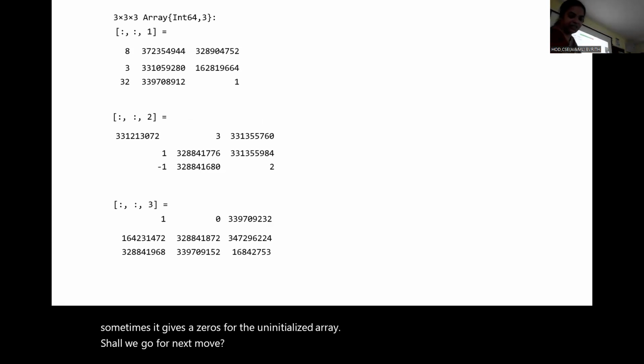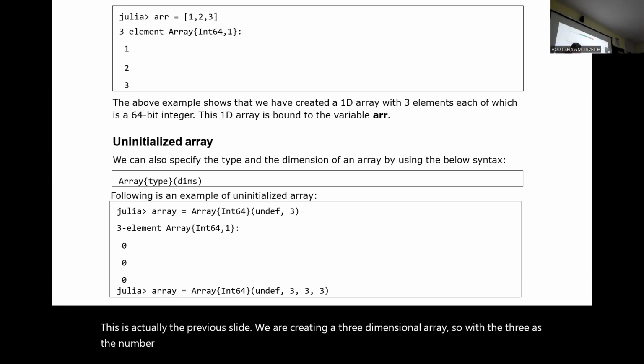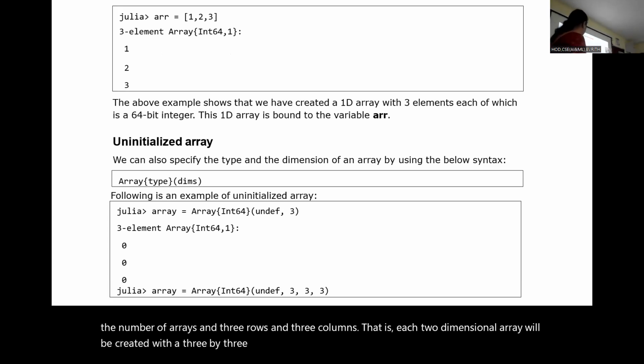This is actually in the previous slide. We are creating a three-dimensional array, with 3 rows and 3 columns and three as the number of arrays. That is, each two-dimensional array will be created with a 3 by 3 dimension. This is also of type Int64 and an undefined array.